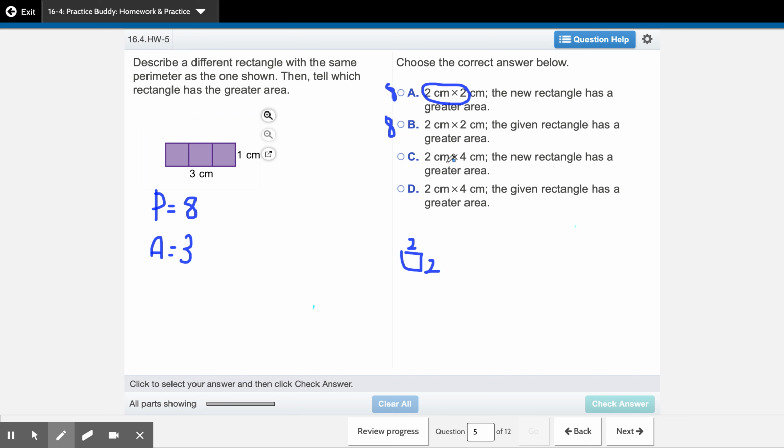I'm going to double check with this one. 2 plus 4 equals 6, and 6 plus 6 equals 12. So I know that it cannot be these two answers. It's going to be one of these. So now I need to figure out what is the area of this rectangle. So to find the area, I multiply 2 times 2, and that equals 4. So who has the bigger area? Does the new rectangle have a greater area or the given rectangle? Well, 4 is bigger than 3. So that means this new rectangle has the greater area.